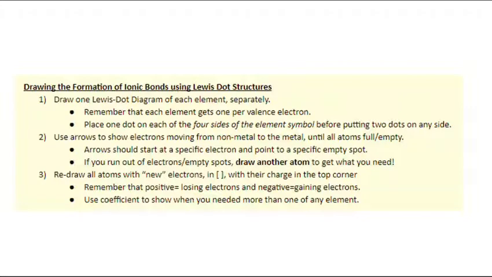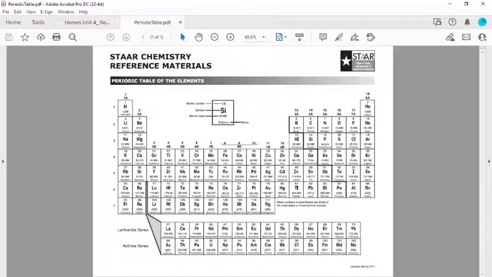So step number 1 is to draw one Lewis dot diagram of each element. So if that's between sodium, Na, and chlorine, we need to first know what the symbols of those elements are, and then we need to figure out how many valence electrons they have, because each element gets 1 dot per valence electron. So looking at our periodic table, we can predict the number of valence electrons for every atom on the periodic table based on what column they're in.